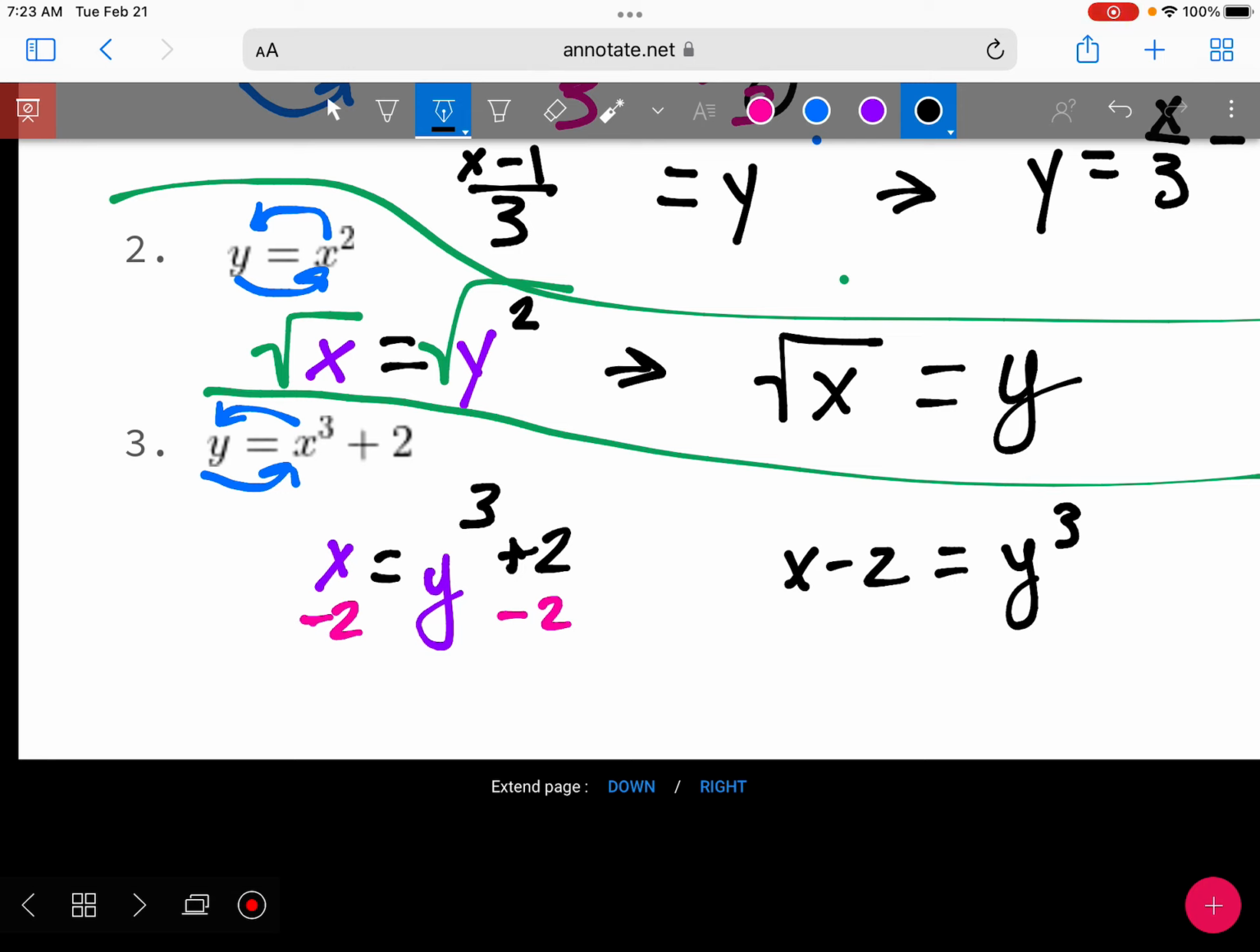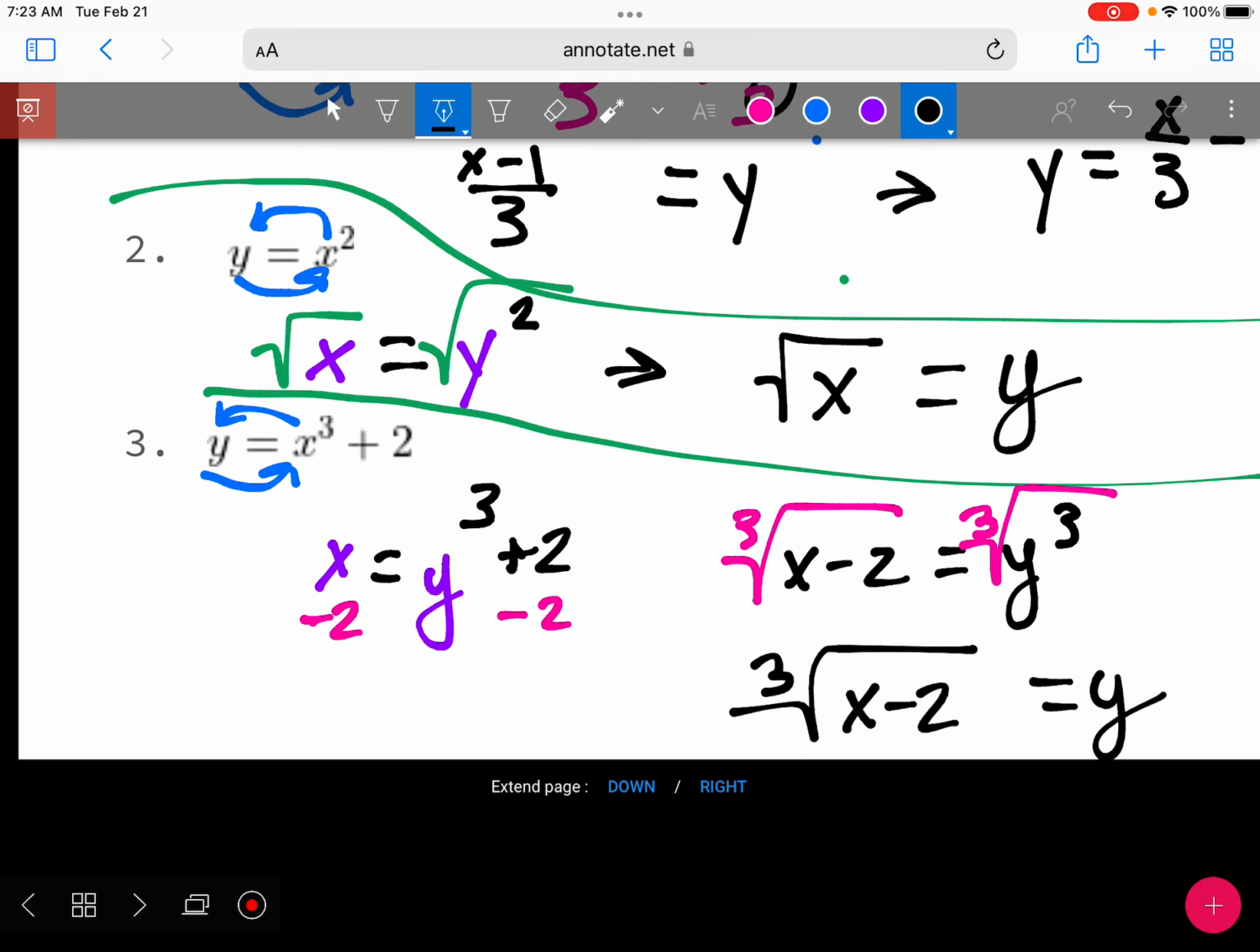How do I get y by itself? We're going to cube root it. We're going to use that index, use that power. I want to get rid of that cube, so I have to do the cube root. Whatever I do to one side, we do to the other. So it's not pretty, but we just get the cube root of x minus 2 equals y.